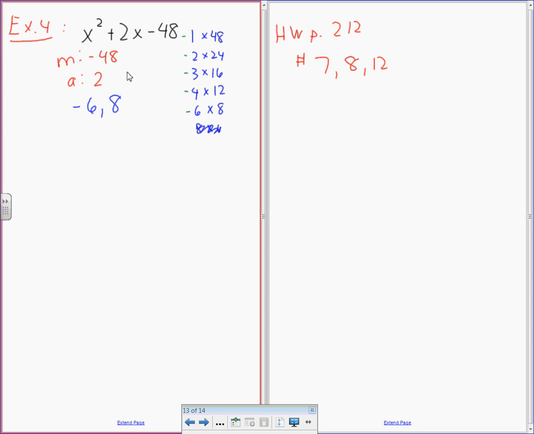So I'm going to call this then equals x squared plus 8x minus 6x minus 48. I put the negatives together and the positives together just to make it easier. So an x is coming out of the left, and an 8x.